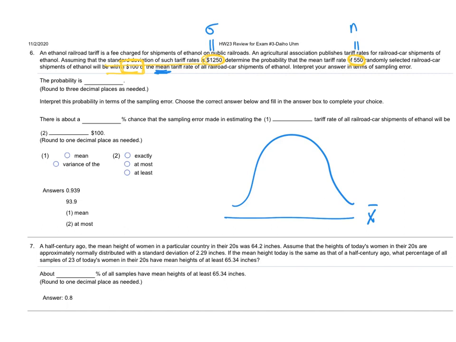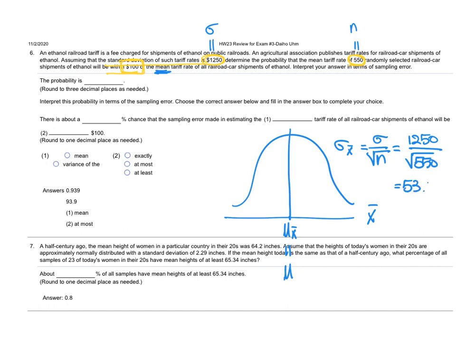So it is a problem for the sample mean, and we don't know how much the mean of the mean is. Actually the mean of the mean is the same as the population mean. But we can take the standard deviation of the mean by sigma over square root of n. The sigma was given as 1250, and the sample size was given as 550. So when I take the standard deviation, it's 1250 over square root of 550. So that is 53.3.